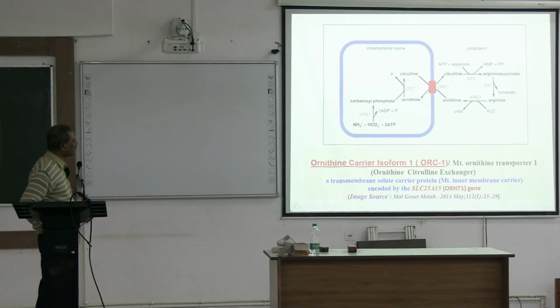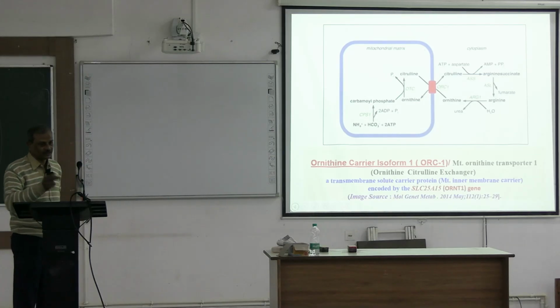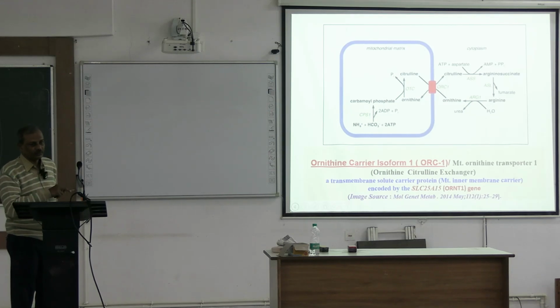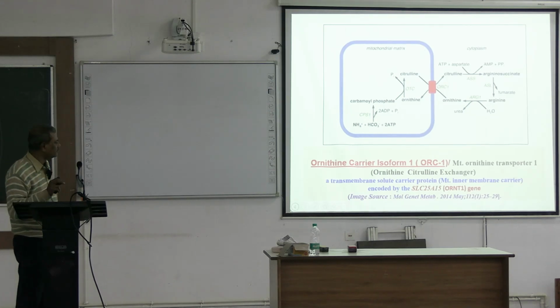So, this is called ornithine carrier isoform 1, ORC1. It is the mitochondrial ornithine transporter 1, or ornithine citrulline exchanger, because it is exchanging. One molecule is entering and the other is coming out, so it is acting as an antiport.